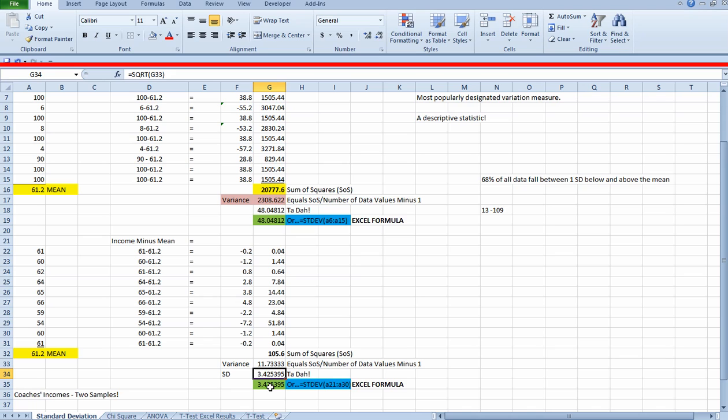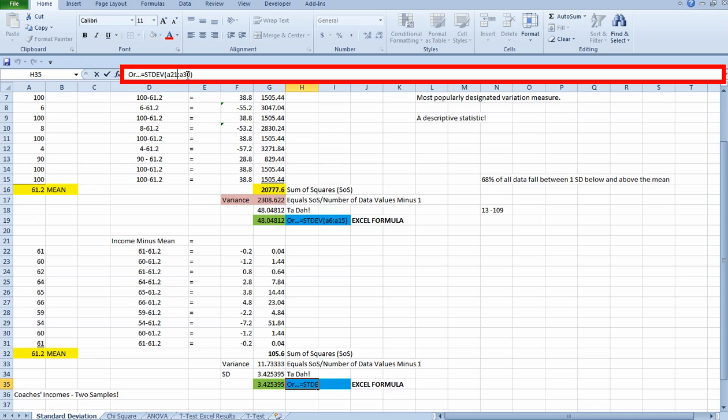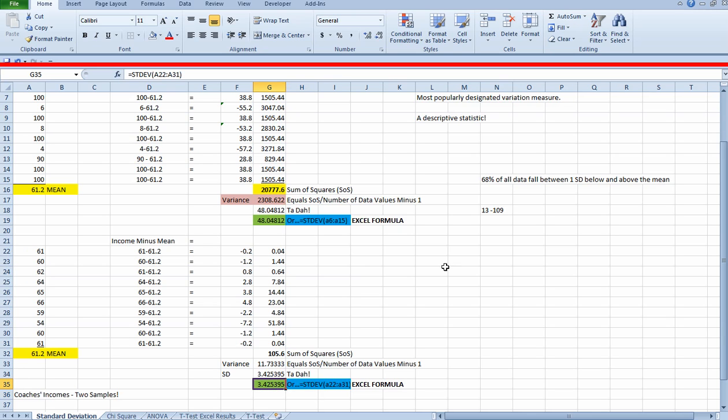And once again, alternatively, instead of calculating this, which is what you'll do going forward, you simply plug in the STDEV function, and in this case, it is 3.42. And that is how you would come up with the exact same number.